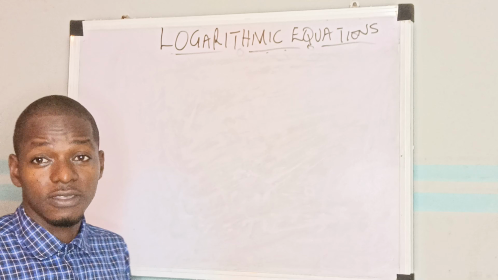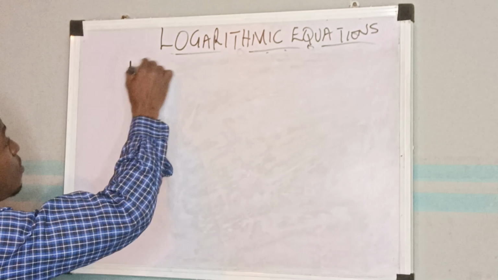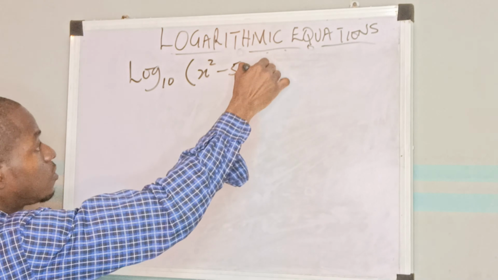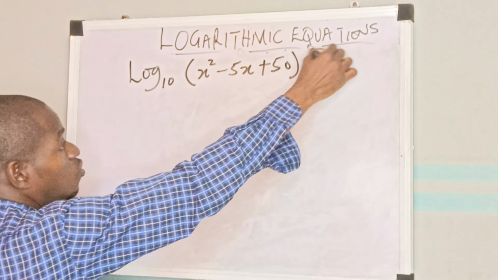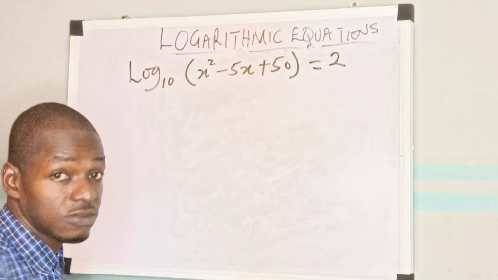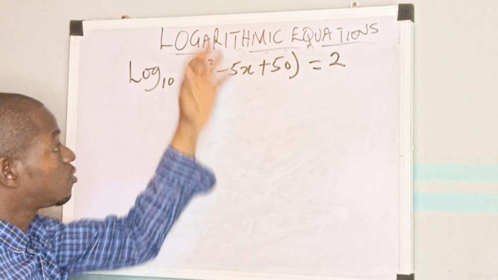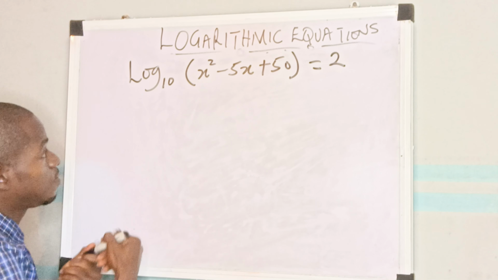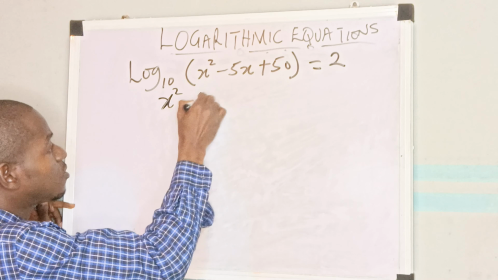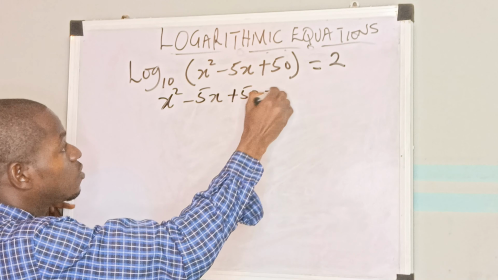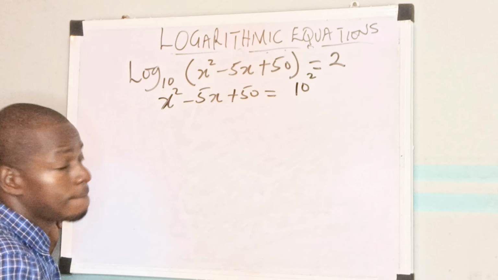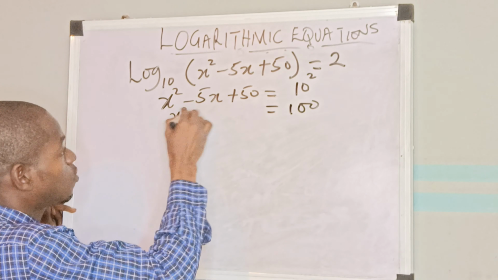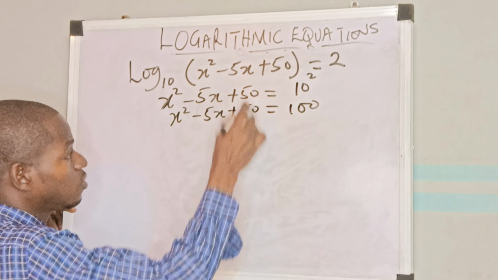Alright, let's take the last example. You could have this logarithm of x squared minus 5x plus 50 equals 2. You can have this logarithmic equation: log of x squared minus 5x plus 50 equals 2. So let's solve. This becomes x squared minus 5x plus 50 equals 10 raised to the power of 2. 10 raised to the power of 2 is what? 100. So this is x squared minus 5x plus 50 equals 100.